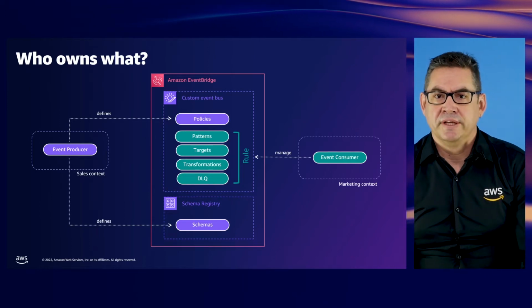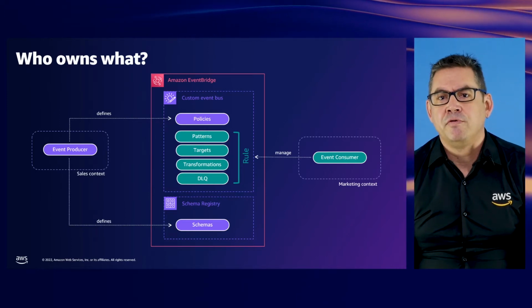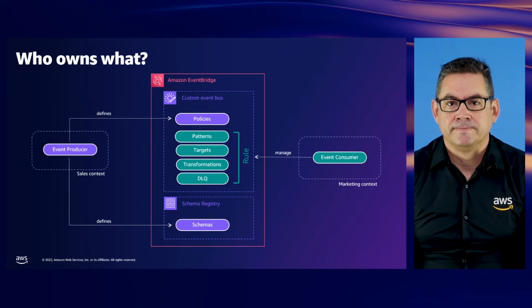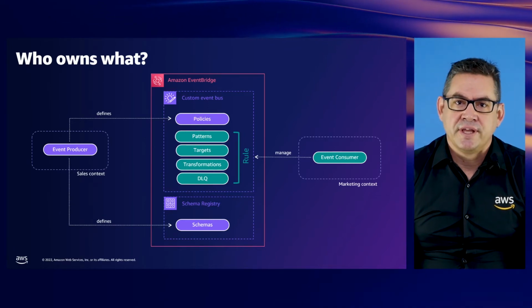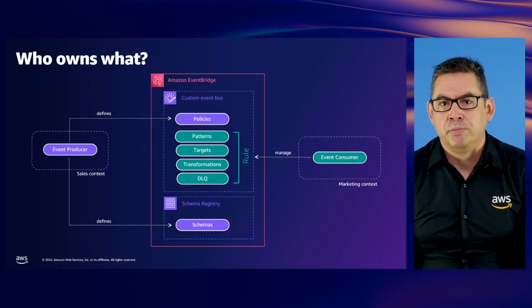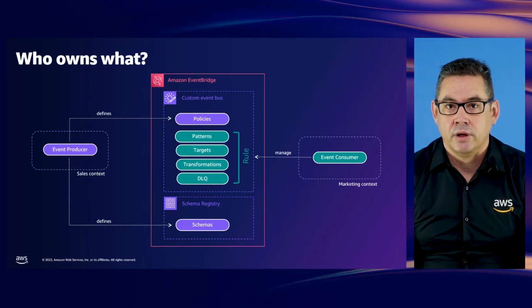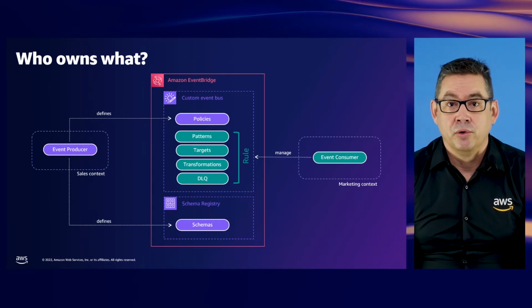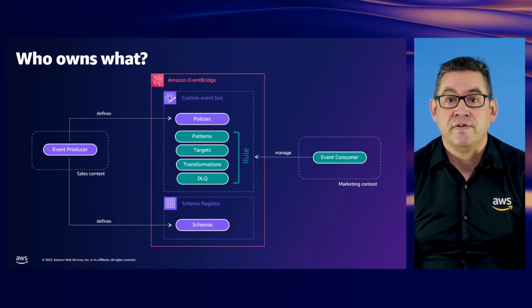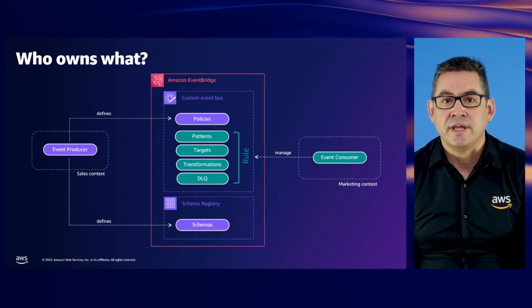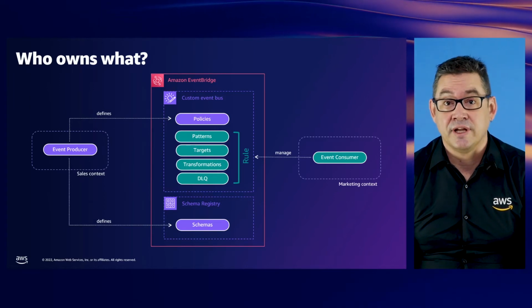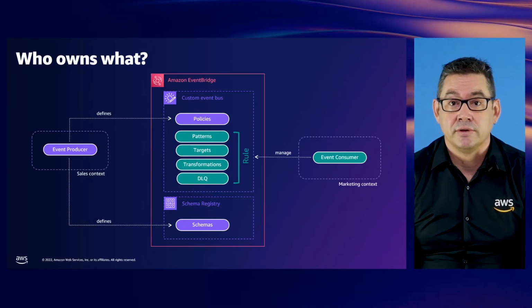Most of the responsibilities that producers have happen before any event is sent to an event bus. One of the first things that needs to be established is setting the appropriate permissions to allow producers to send the event to the event bus. Event producers also own the schema definition that defines the event contracts and the permissions that determine who can access schema registries and use schemas.